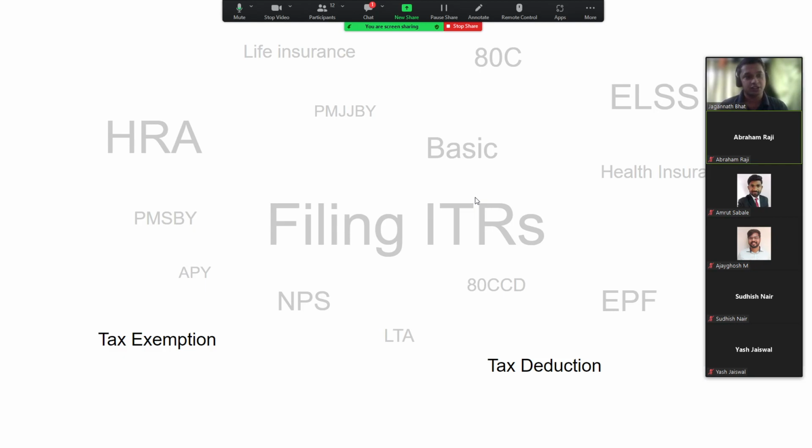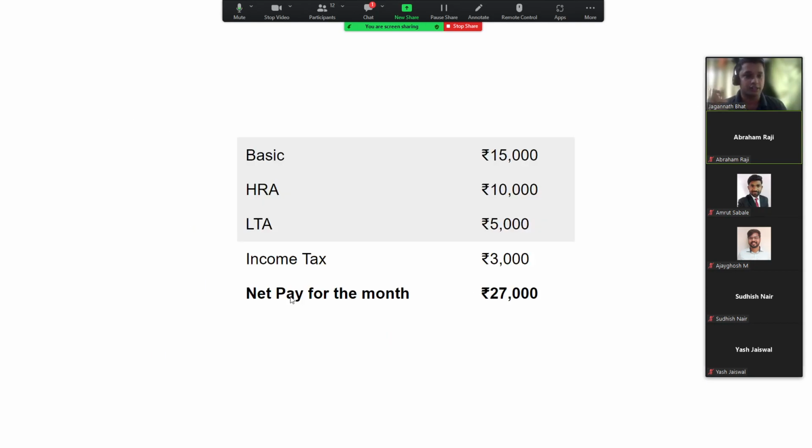Tax exemption and deduction are two different things, even though they basically are things you don't have to pay tax on. There are differences, and we'll get to that later. But for now, let's look at basic, HRA and LTA. This is something I showed earlier. It is a part of your payslip. Basic, HRA and LTA are three parts of your income.